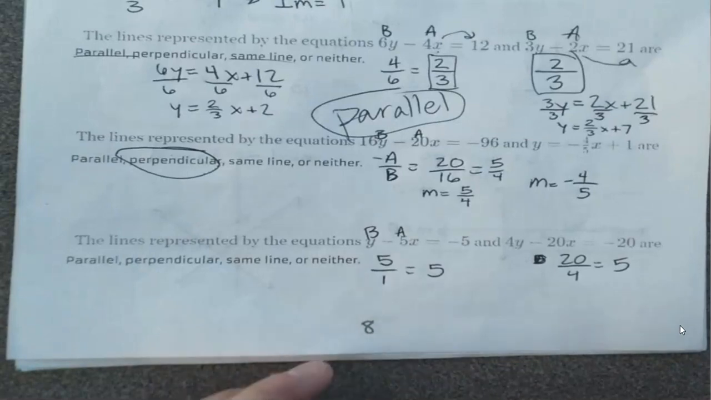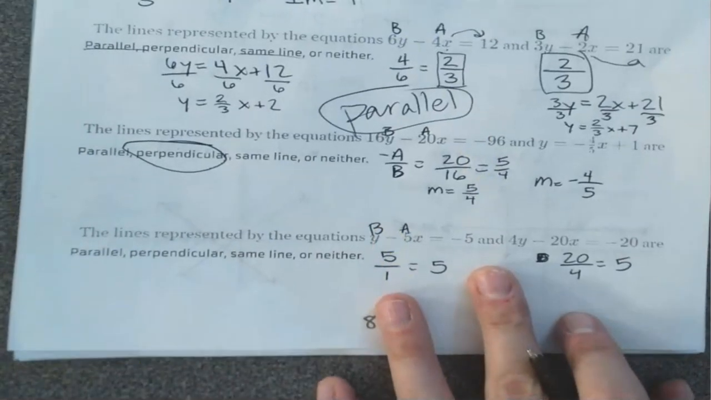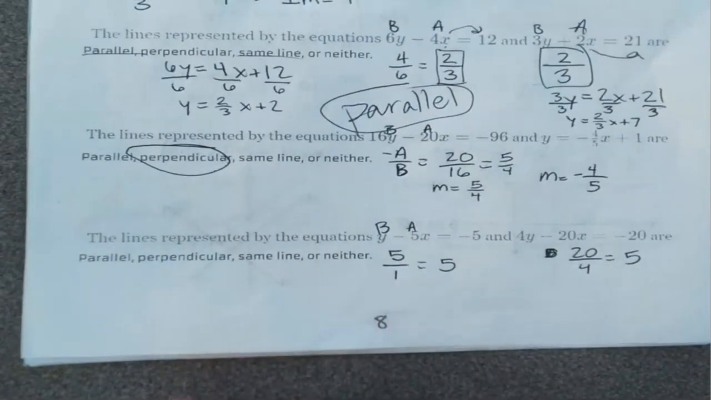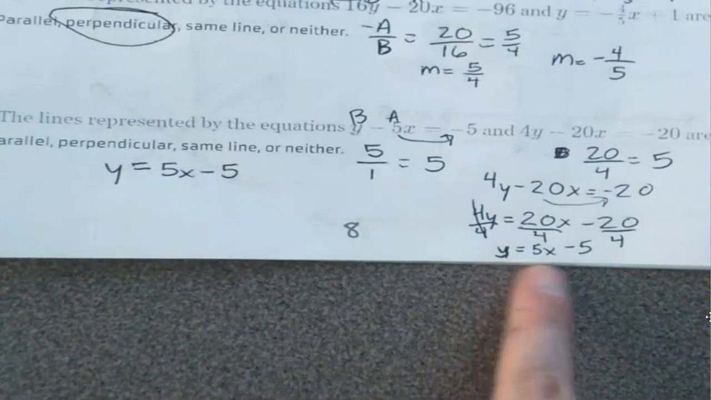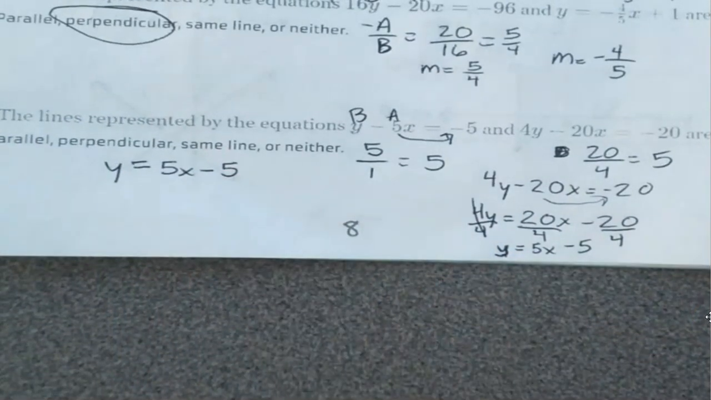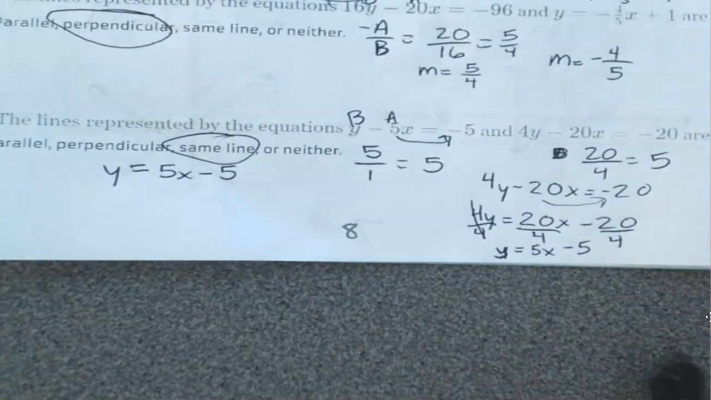So let's do this one more time. Let's solve these out and see what we get. When you put both of these in y equals mx plus b form, they end up being the same line.